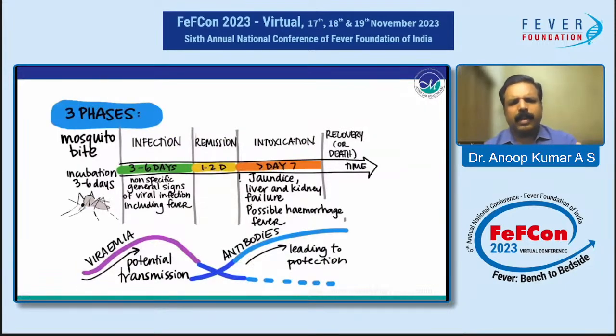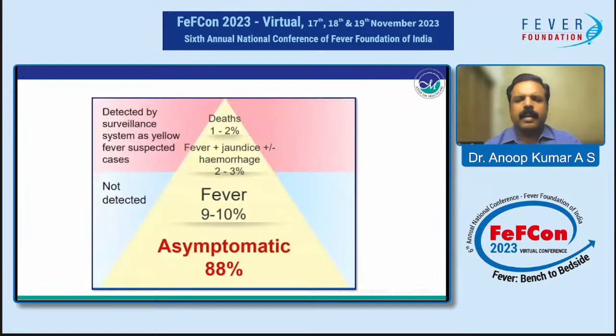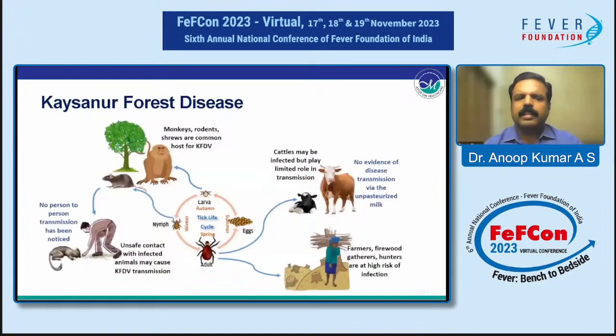The same, like you have an infection phase, a remission phase, and an intoxication phase where patients can have kidney injury, hemorrhage, etc. And here the difference is almost 88% of the patients are asymptomatic, and up to 10% of patients only develop fever, and the mortality is also very less. Then this is another disease, not very rare in our area.